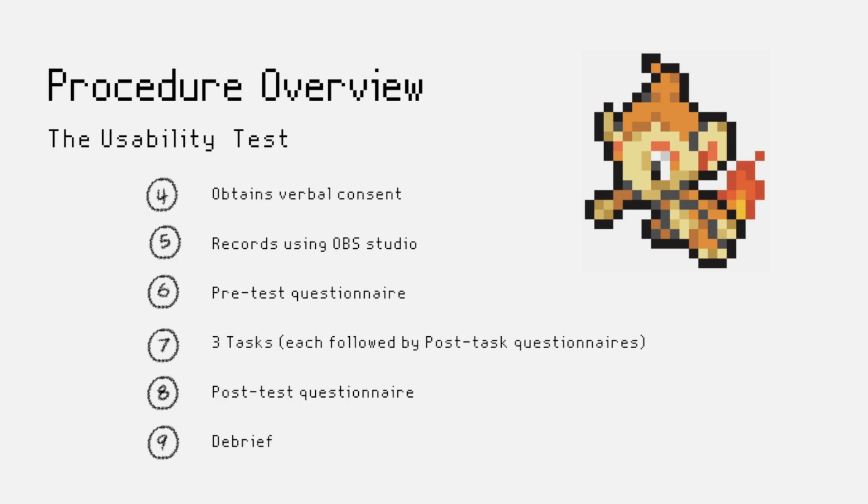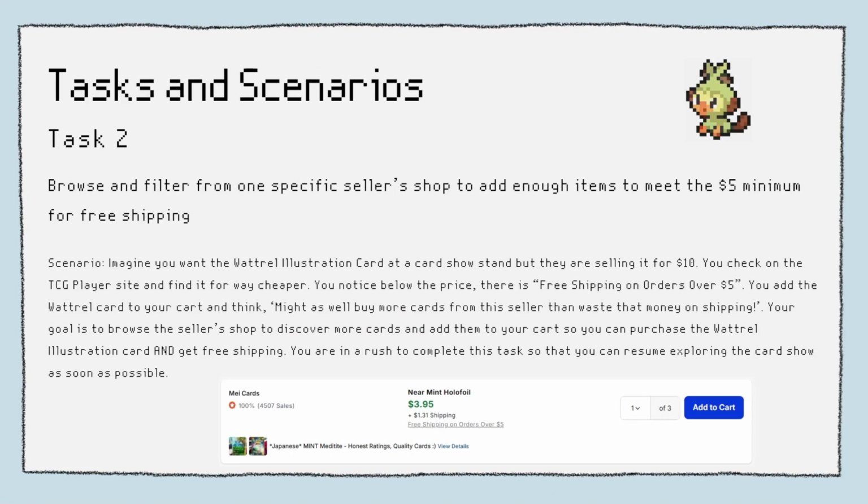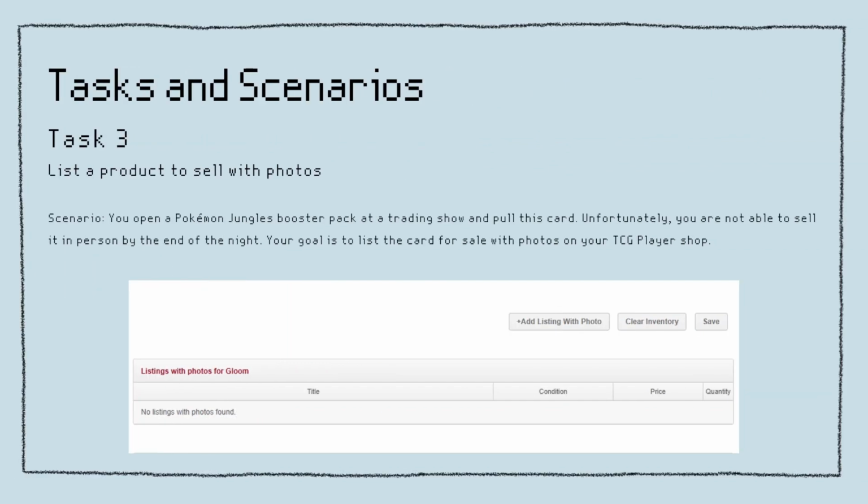The first task was to search for the market price of a specific collectible. The second task was to browse and filter from one specific seller shop to add enough items to meet the $5 minimum for free shipping. The third task was to list the product to sell with photos.